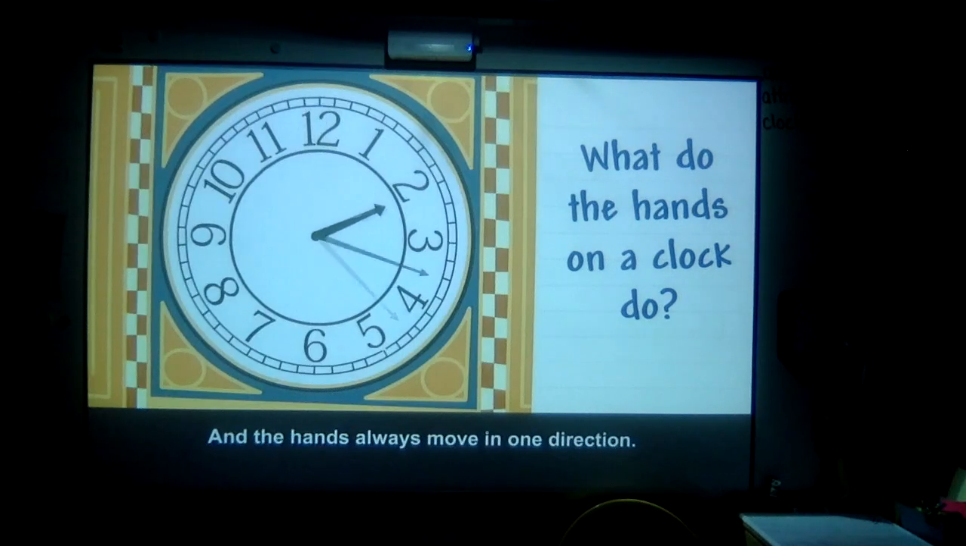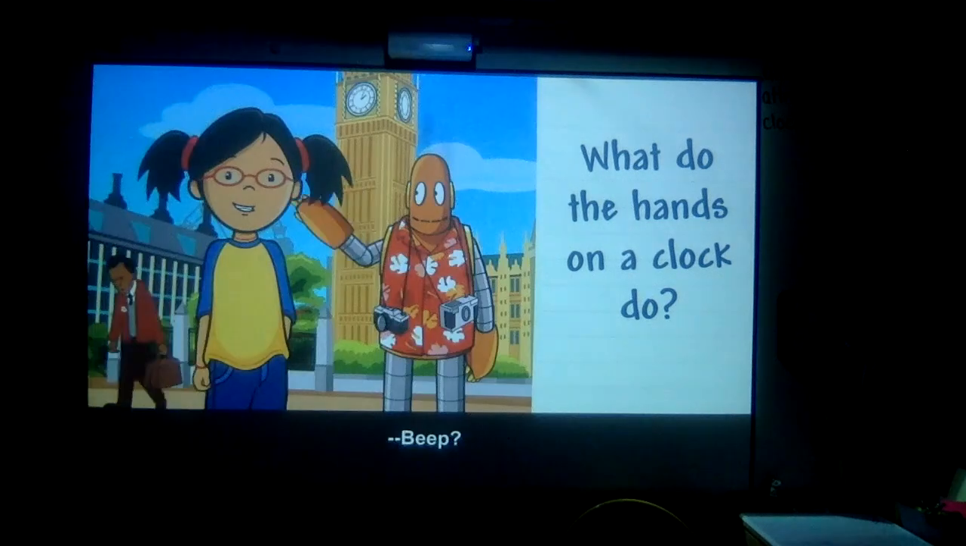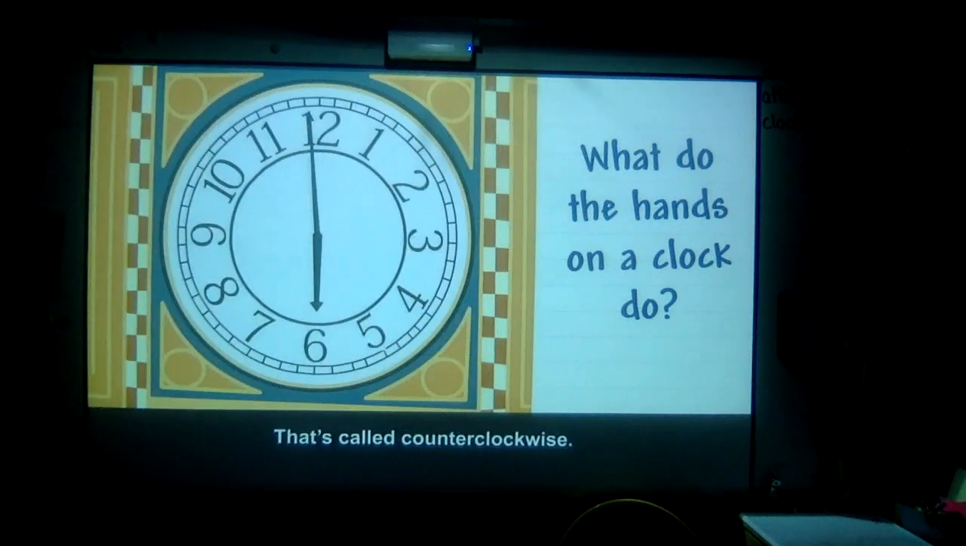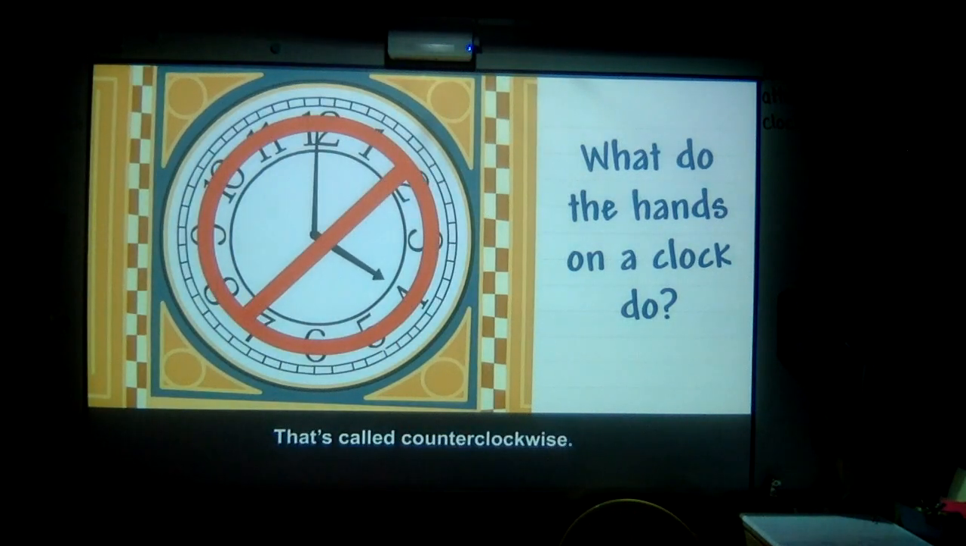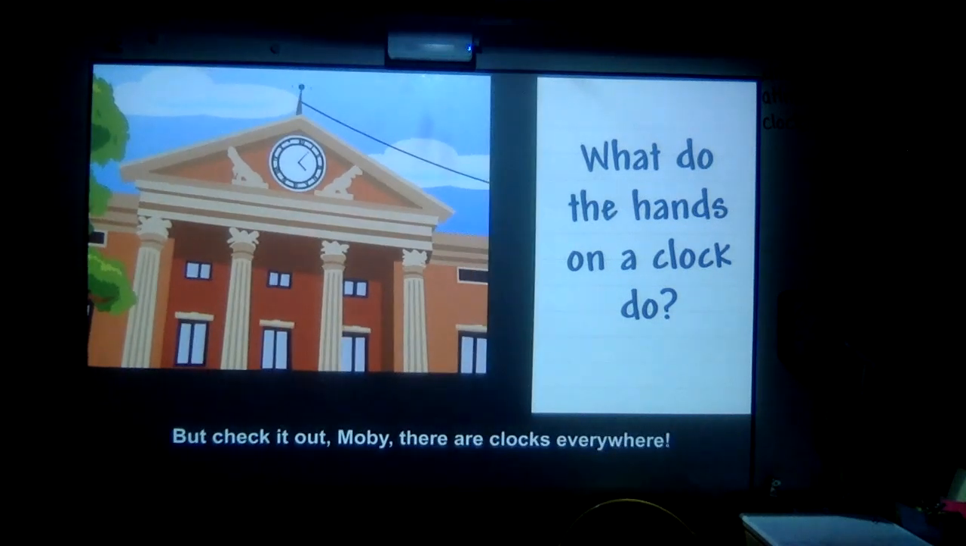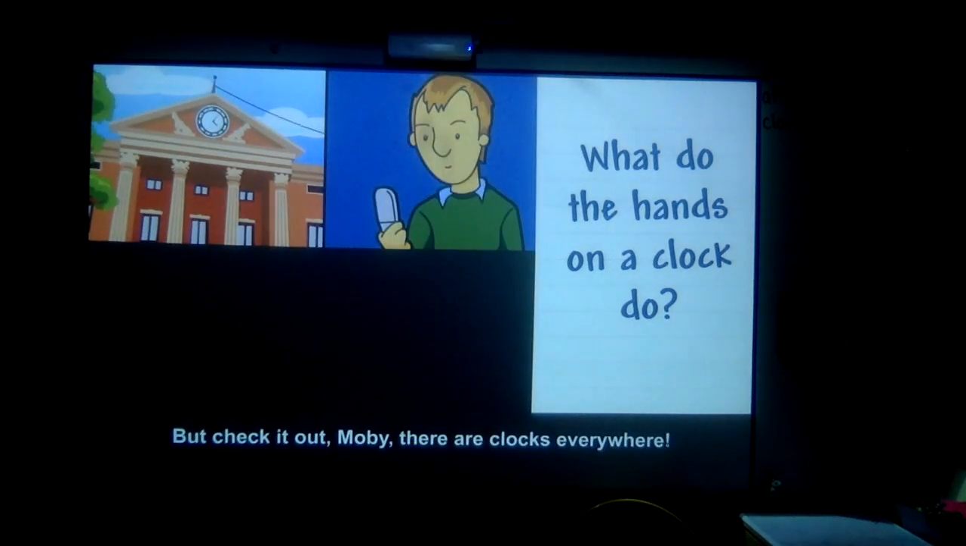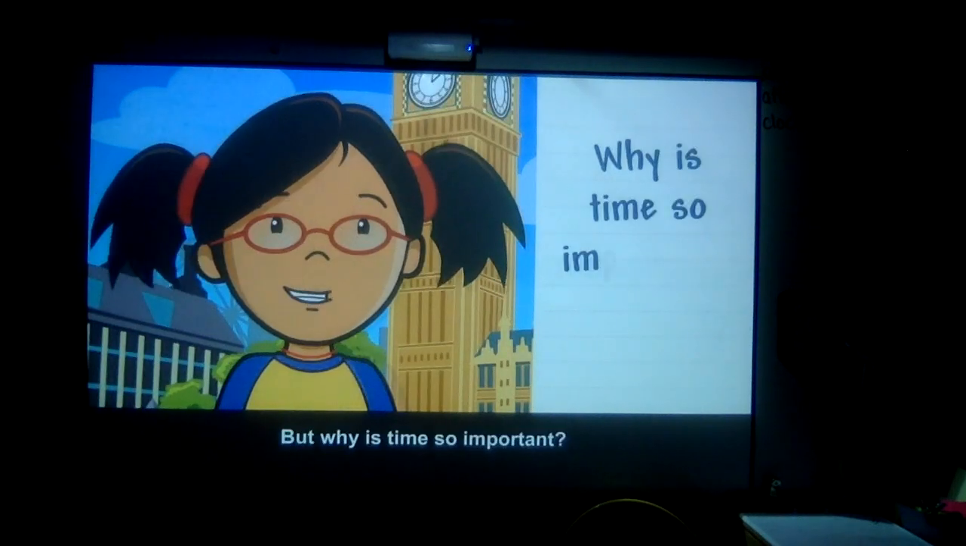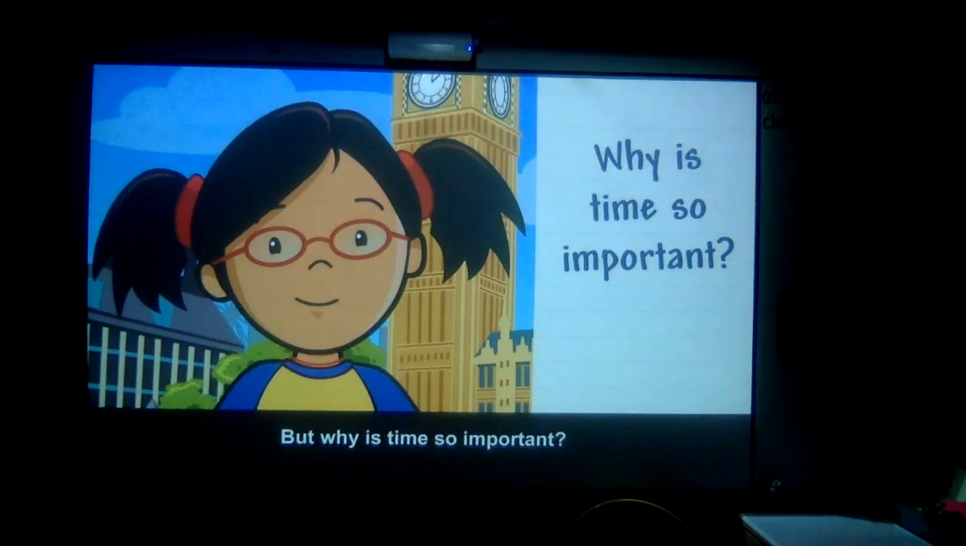And the hands always move in one direction. It's called clockwise. No, the hands never go backwards. That's called counterclockwise. But check it out, Moby. There are clocks everywhere. I guess people need clocks to know the time. But why is time so important?